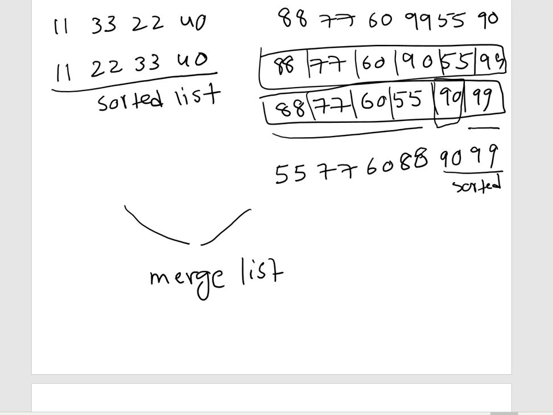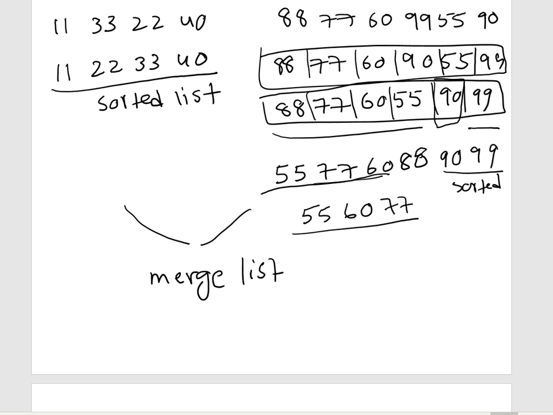If you come to here, again 55 is a pivot value. Now what will we do here? If you compare here, finally we will get 55, 60, 77. In this, here 55, 60. So now the final list will be, this will be the final list.